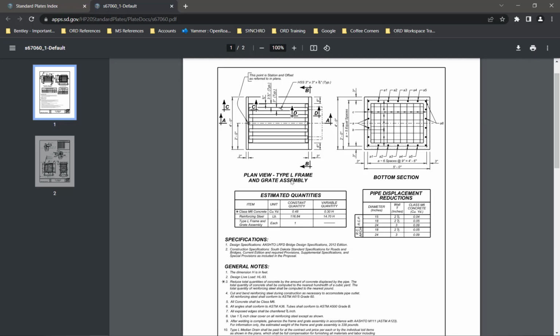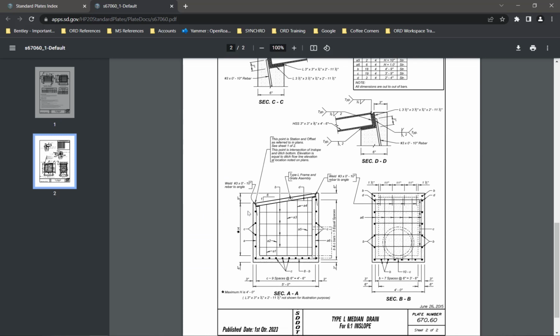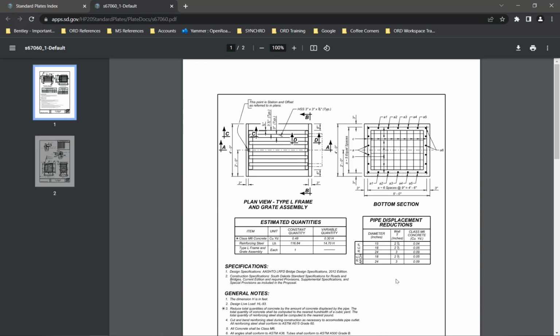So looking at this type L ditch inlet, my flow is going to be going this direction. So this dimension here is going to be my length, and then this dimension is going to be my width. So again, this is my width, and then this is my length. My walls here are 6 inches wide, so that means that my width is going to be 3 feet, and then my length is going to be 4 feet.